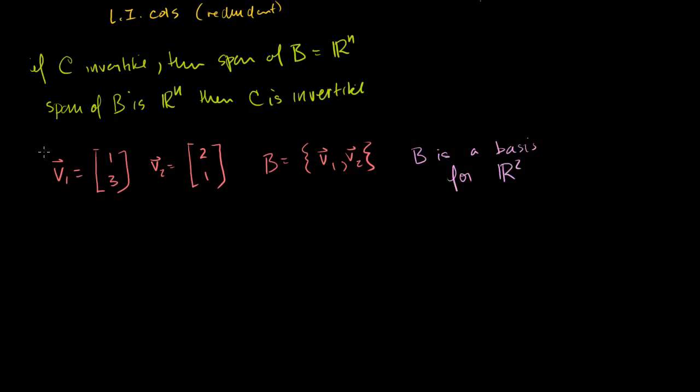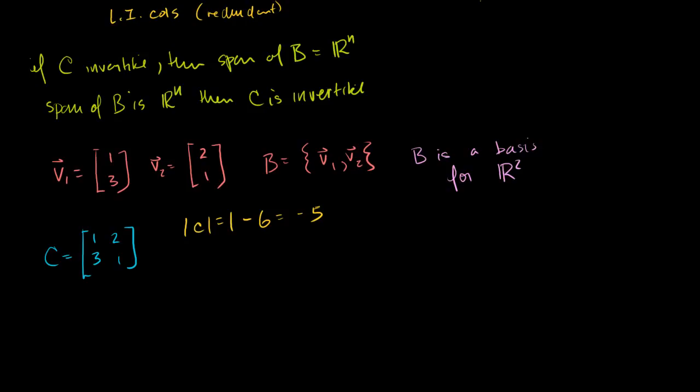And if we write the change of basis matrix, if we say C is equal to 1, 3, 2, 1, we know that C is invertible. And actually, to show that C is invertible, we can just calculate its inverse. So what's the determinant of C? The determinant of C is equal to 1 times 1 minus 2 times 3. So it's equal to minus 5. That's the determinant of C.